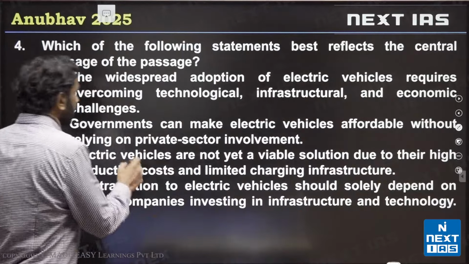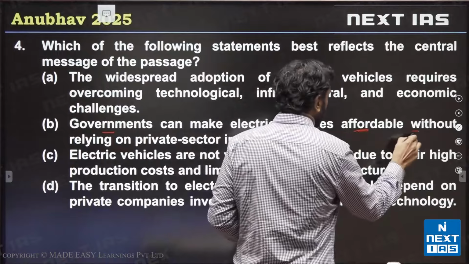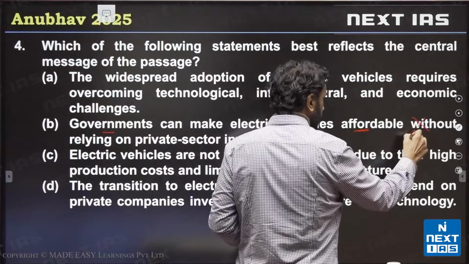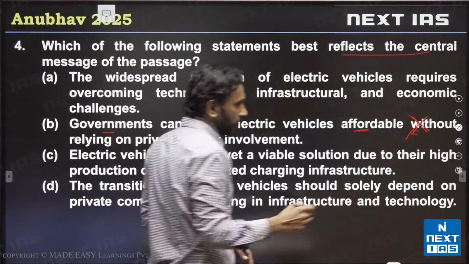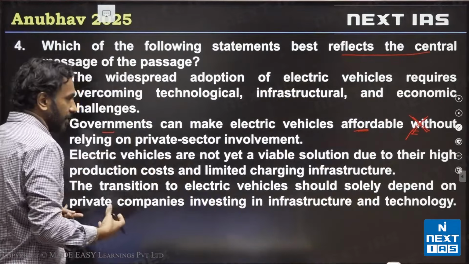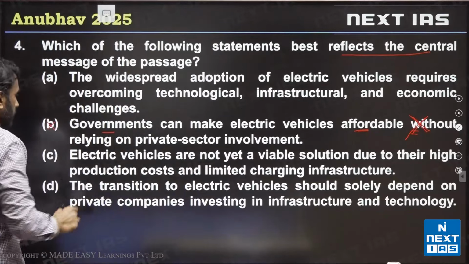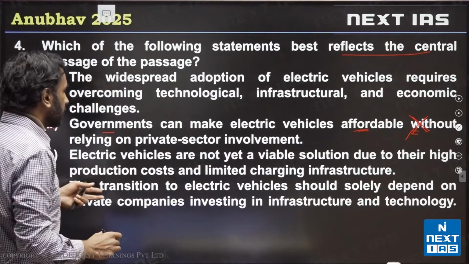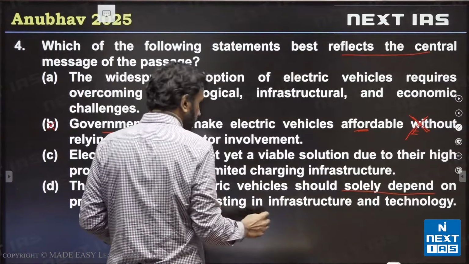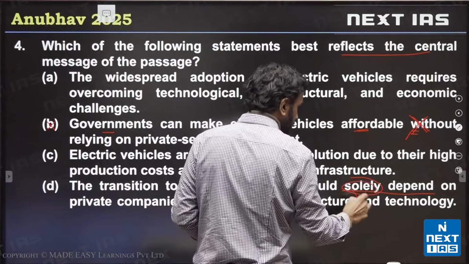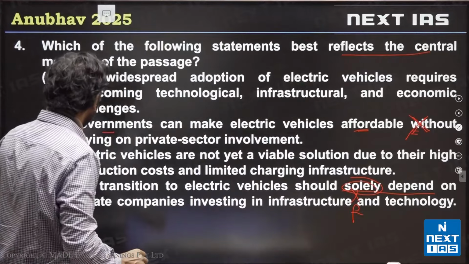Let's look at option B. Governments can make electric vehicles affordable without relying on private sector. This is invalid firstly. Second, it's not reflecting the central message of the author. It's not telling us why electric vehicles are needed. It's not telling us how to make them a reality. These are not discussed in option B. Option D says the transition to electric vehicles should solely depend on private companies. So this is a factual error. This is not stated by the author, an error of fact. So D is invalid. B and D are incorrect.